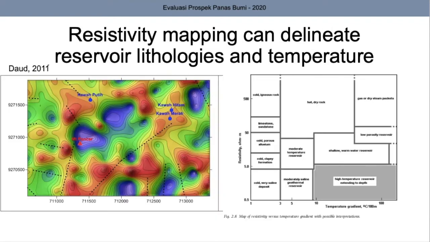One of the methods in geophysical investigation is doing resistivity mapping. Resistivity mapping can help you delineate the lithologies for the reservoir and also the temperature. Here we can see different types of lithologies based on the resistivity mapping. This is the reference that you can use, because usually different lithologies have different resistivity values. Therefore, by understanding the resistivity value, you can determine the host rock for the geothermal system, and therefore you can determine the type of geothermal system that you are facing.